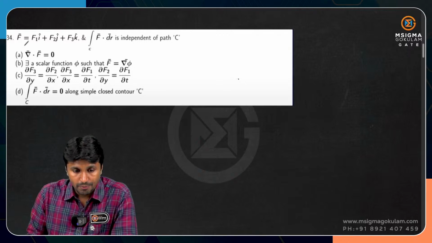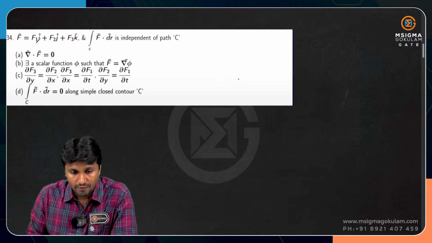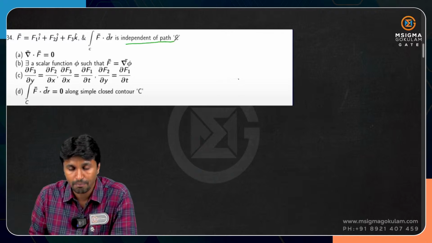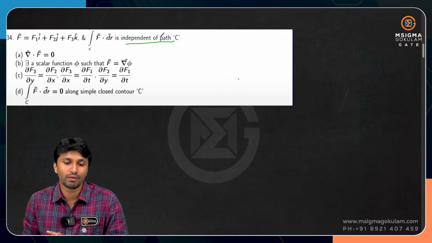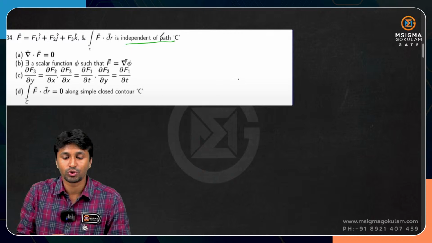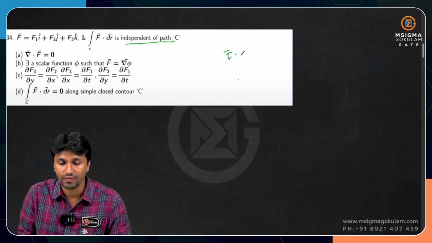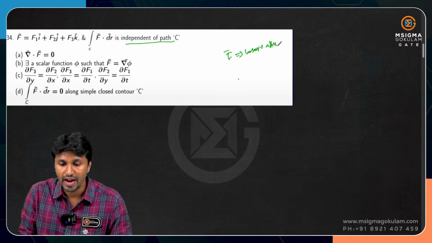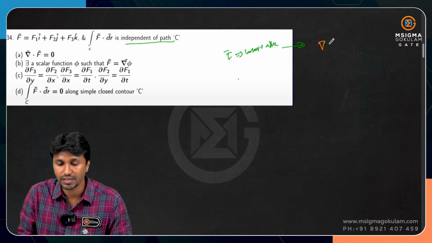Look at this particular problem. A vector field is given, and it is mentioned that the integral of F bar dot dr is independent of the path. So essentially F bar should be a conservative field, right? And for a conservative field, what is the condition for checking whether the field is conservative? Del cross F bar is equal to 0.